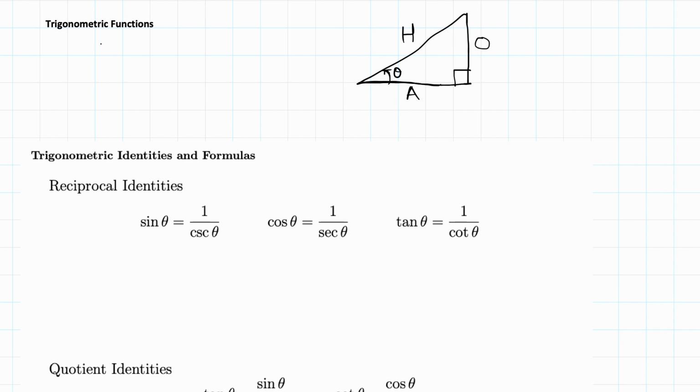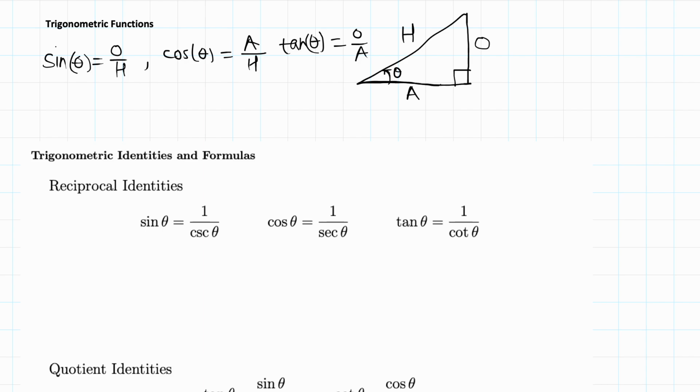Then the first function, sine of angle theta, which we write in short as just sine, S-I-N, still called sine of theta, is defined as opposite over hypotenuse. Cosine of theta is adjacent over hypotenuse. Then tangent theta is opposite over adjacent.